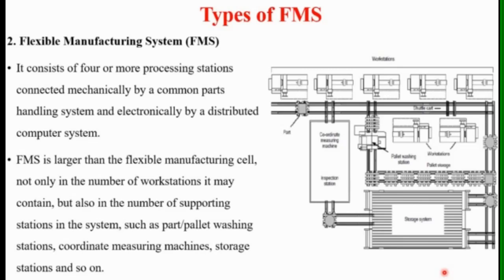So a flexible manufacturing system is larger than the flexible manufacturing cell, not only in the number of workstations it may contain, but also in the number of supporting stations in the system. So these are the supporting stations: the inspection station, the pallet washing station, then the pallet storage system. So these are the supporting stations along with these workstations. This is included in the flexible manufacturing system, but it is not there in the flexible manufacturing cell.